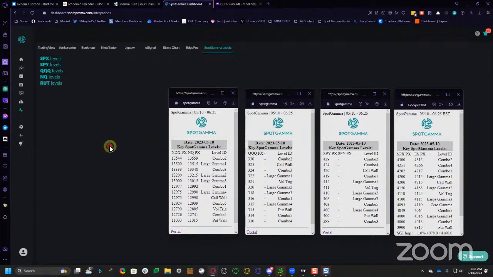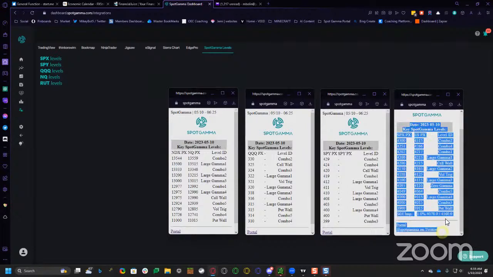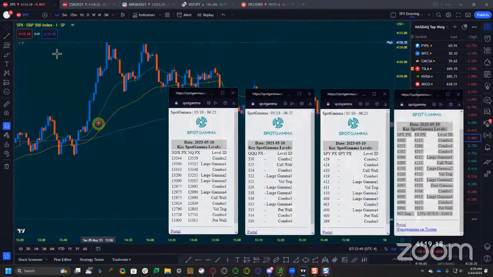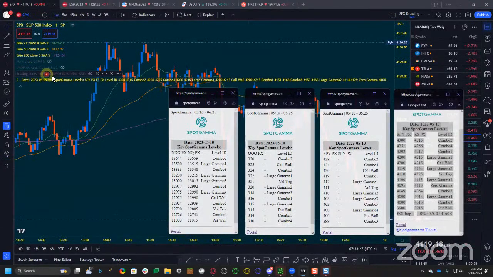We do have the Spot Gamma levels, starting with the SPX and the ES on the right. And then we have SPY, the Qs, and then the NDX and the NQ. So you can go ahead and capture a screenshot.